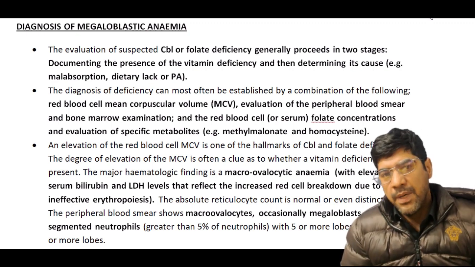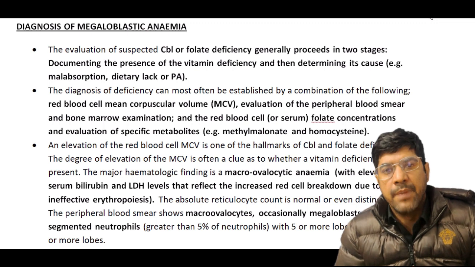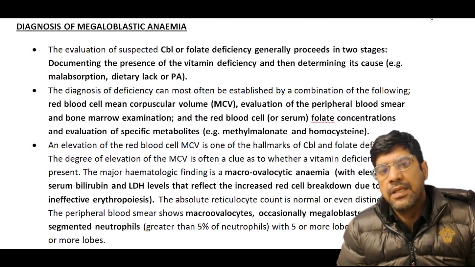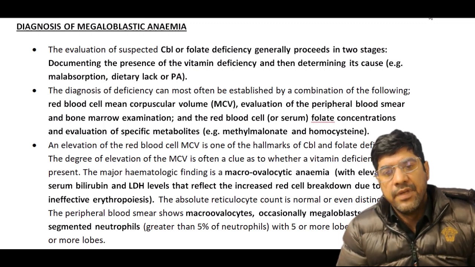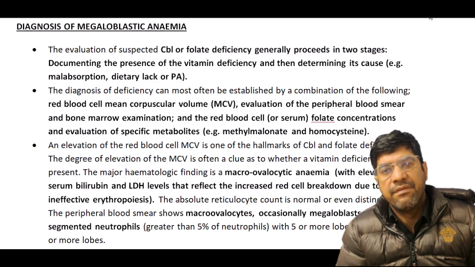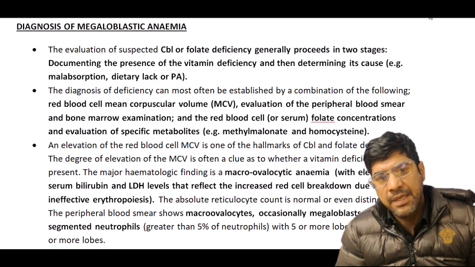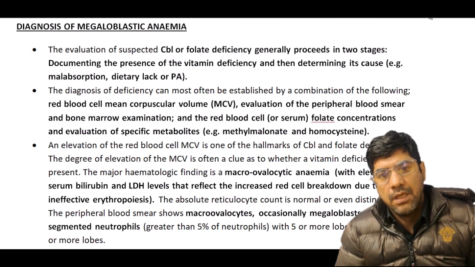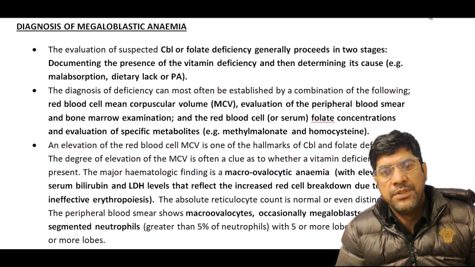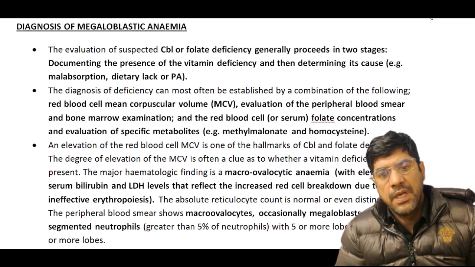So on peripheral blood smear, first of all, you would see macro-ovalocytes. They are larger than the normal red blood cells, with an oval shape, which are indicative of abnormal red blood cells. Apart from that, you can see hypersegmented neutrophils, neutrophils with more than the usual number of lobes in the nucleus, typically 5 or more lobes. Apart from that, you can see scanty platelets.